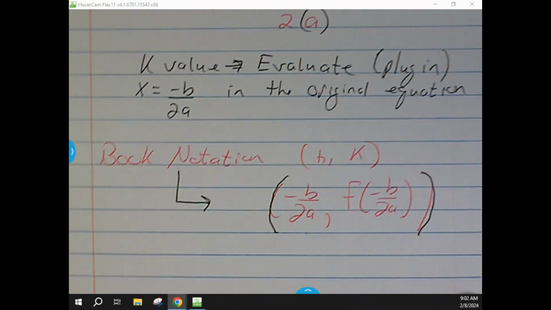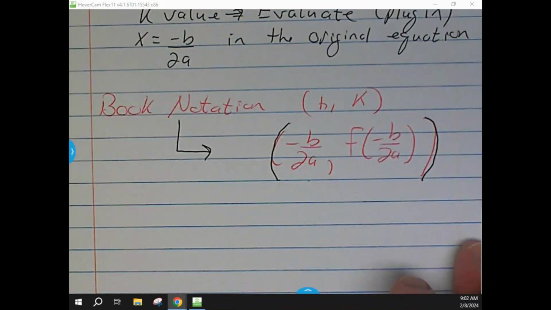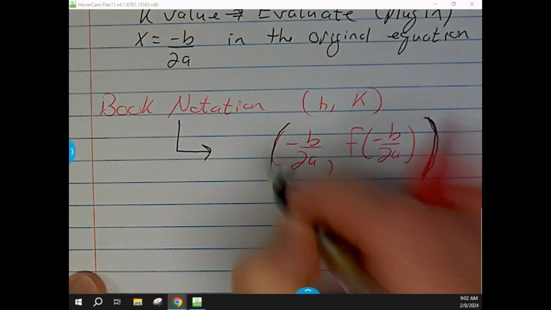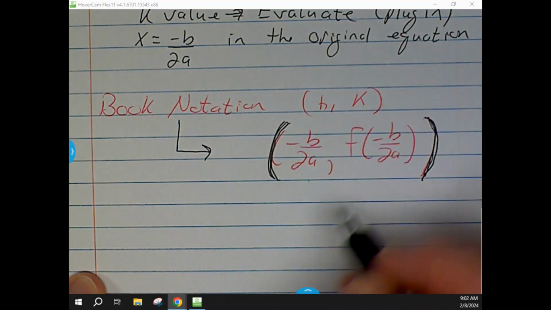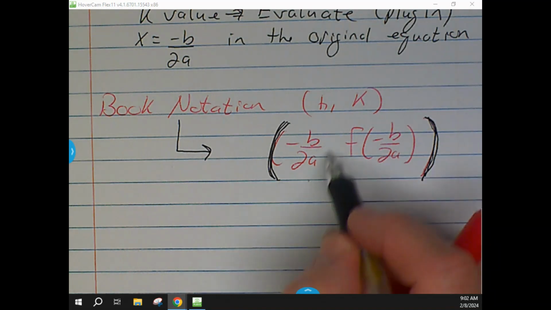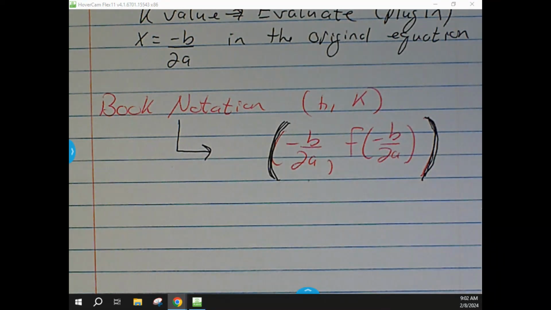So if you get stuck on something and you need to look at Khan Academy or some other website to get some different notes on this one, that should be the function notation that they'll show for finding the vertex in standard form. But again, the big thing is being able to find the negative b over 2a. If you can find that part of it, everything else is basically the same thing.